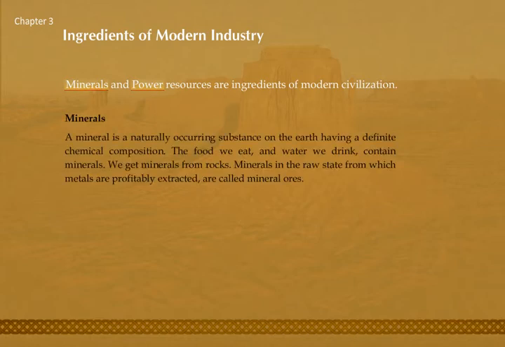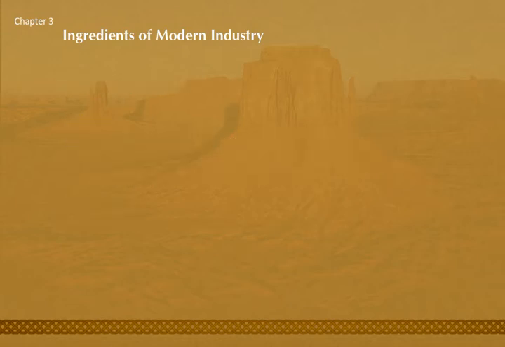A mineral is a naturally occurring substance on the earth having a definite chemical composition. The food we eat and water we drink contain minerals. We get minerals from rocks. Minerals in the raw state from which metals are profitably extracted are called mineral ores. Power resources are necessary for running the machines.